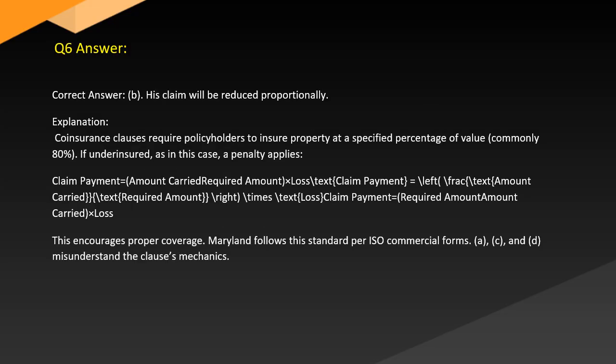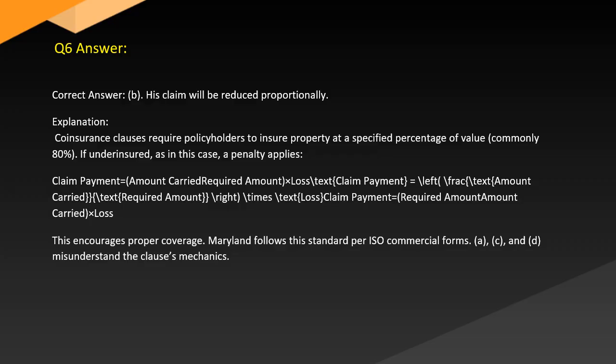Answer. Correct answer B. His claim will be reduced proportionally. Explanation. Coinsurance clauses require policyholders to insure property at a specified percentage of value, commonly 80%. If underinsured, as in this case, a penalty applies.